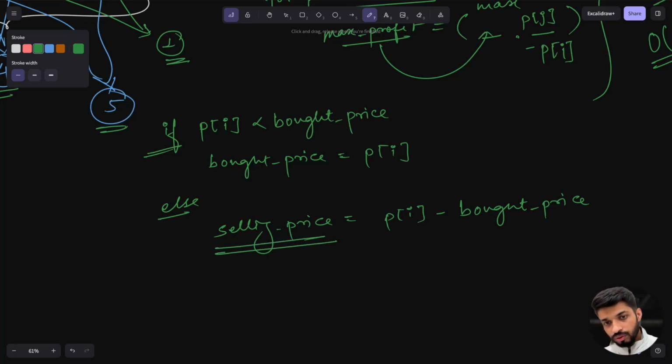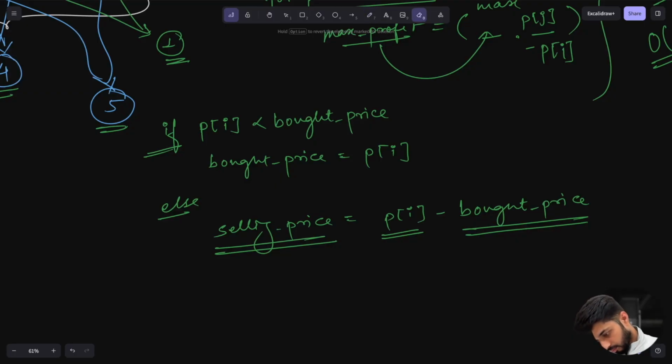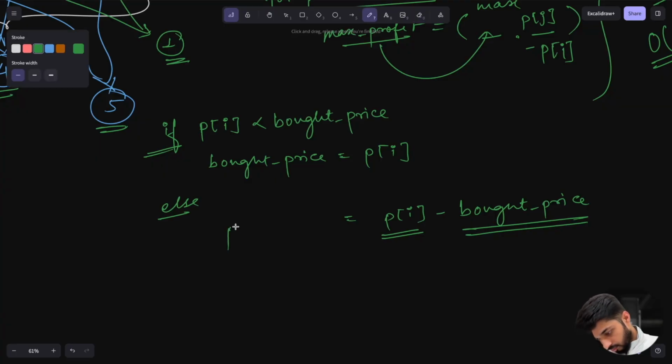What you need to do? You need to maximize your profit, right? Sorry, this will be the selling price and this will be the bought price. Then it will be profit. Profit will be this, right?